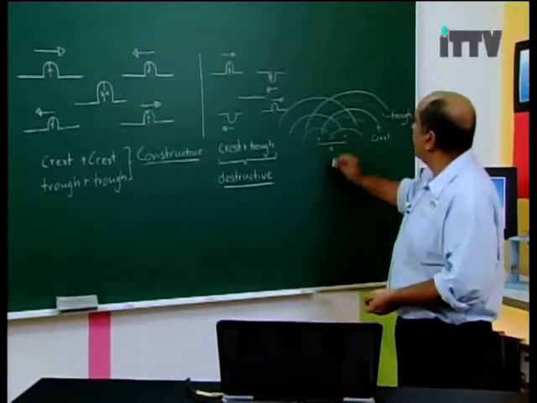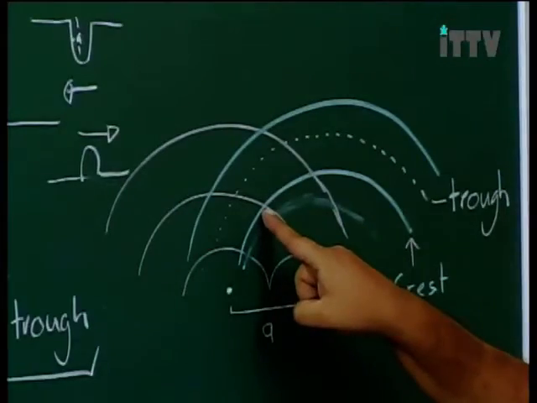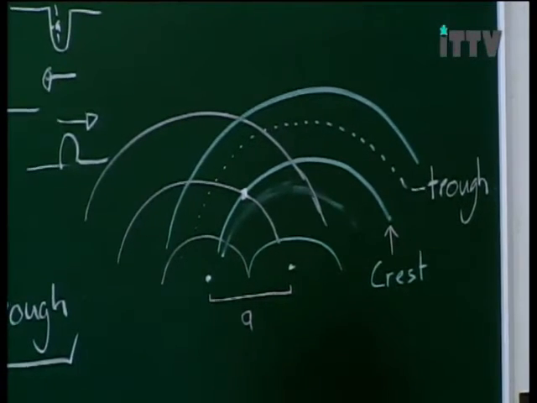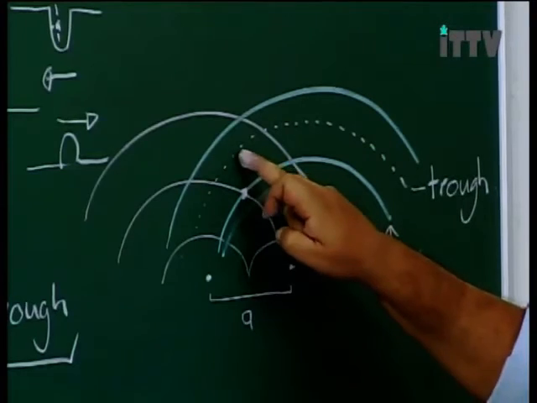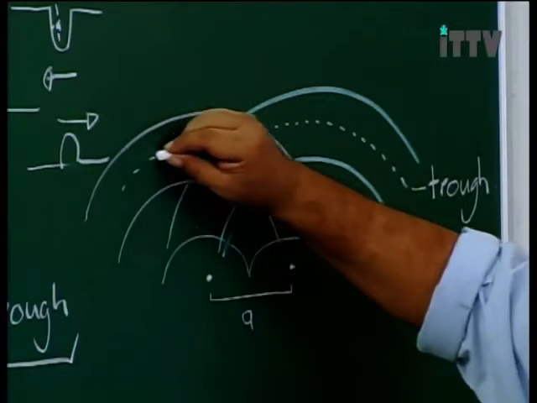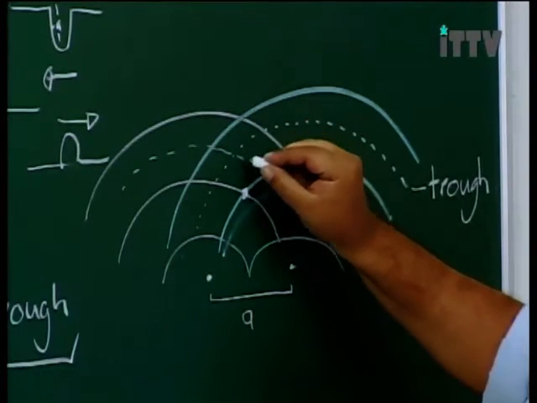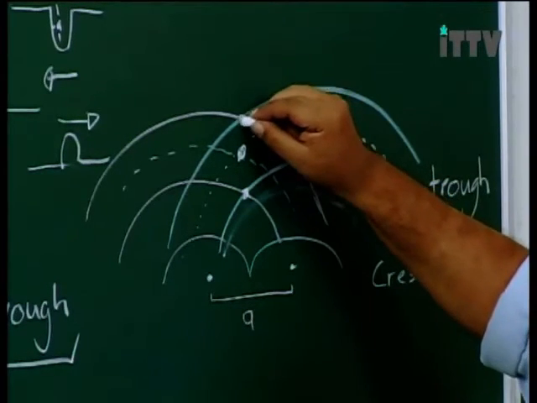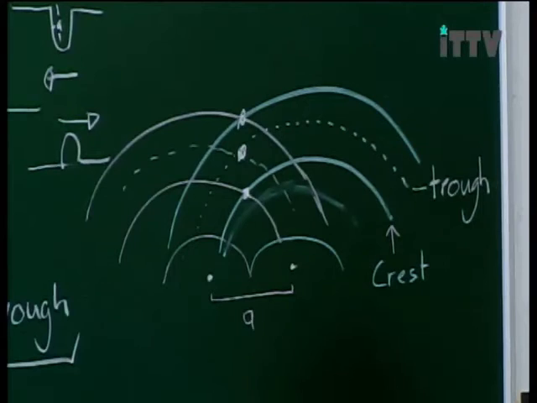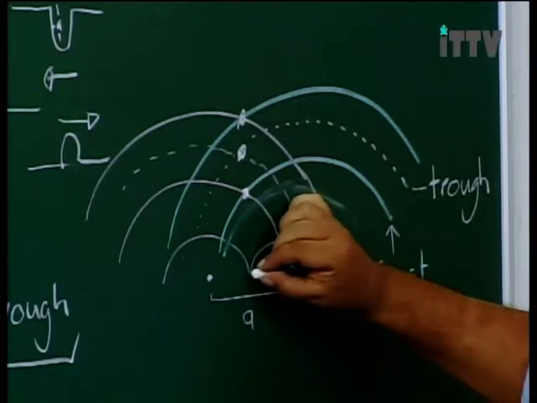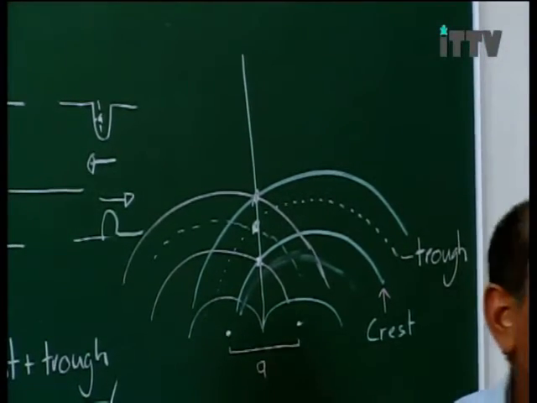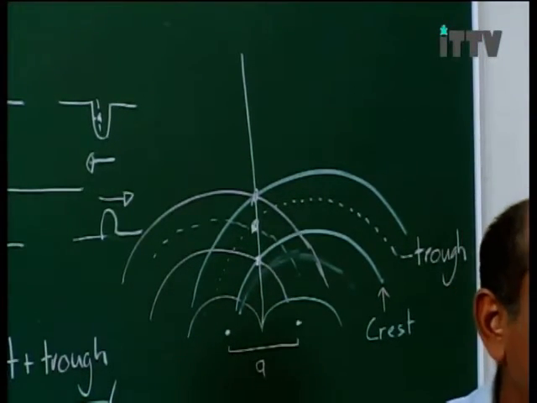Let's have a look. If we follow here, at this point here, I have a crest crossing a crest. Over here, I will have a trough crossing another trough. Over here, I have a crest crossing a crest. So this whole line up here gives me an area of constructive interference.